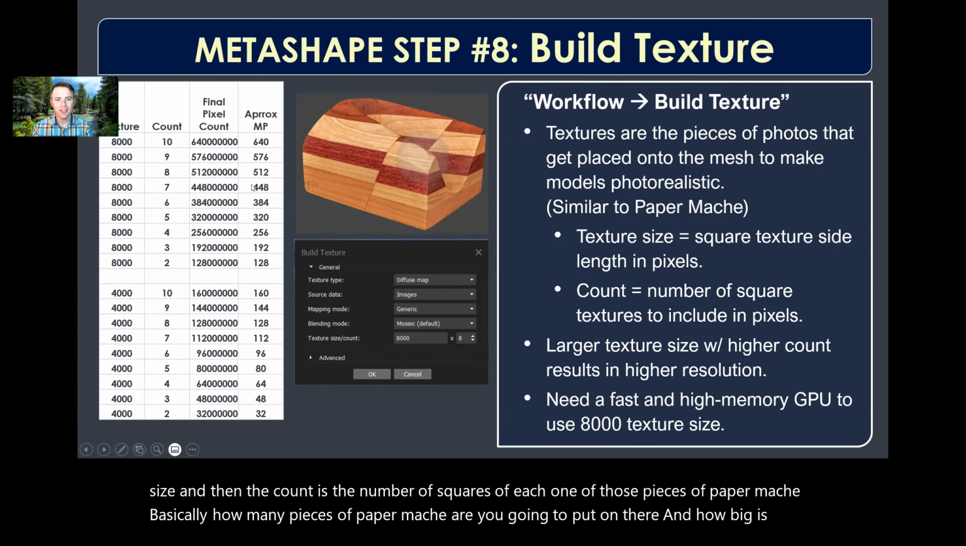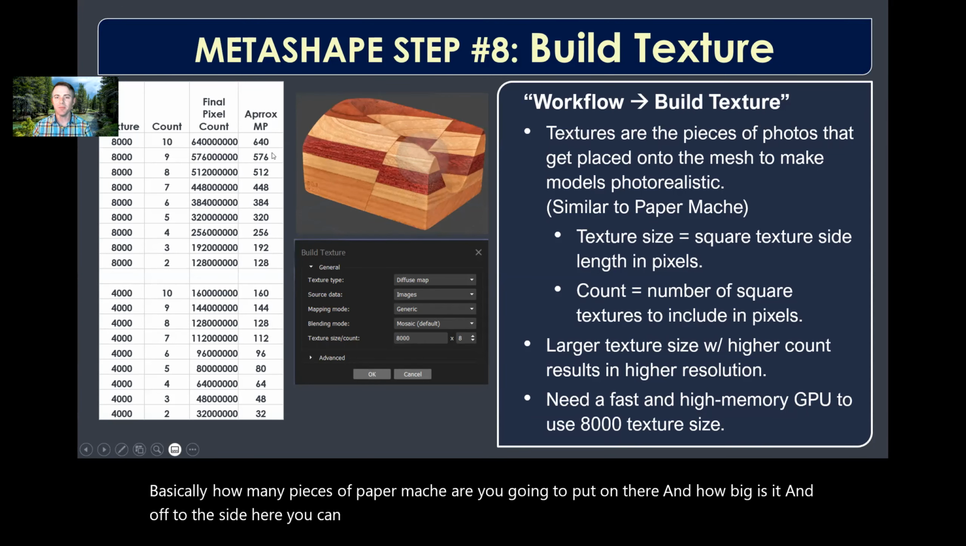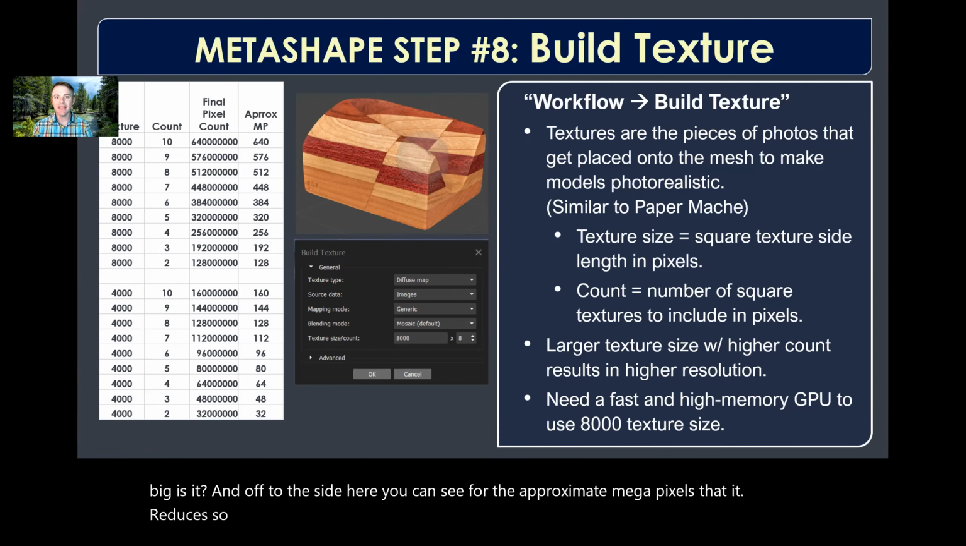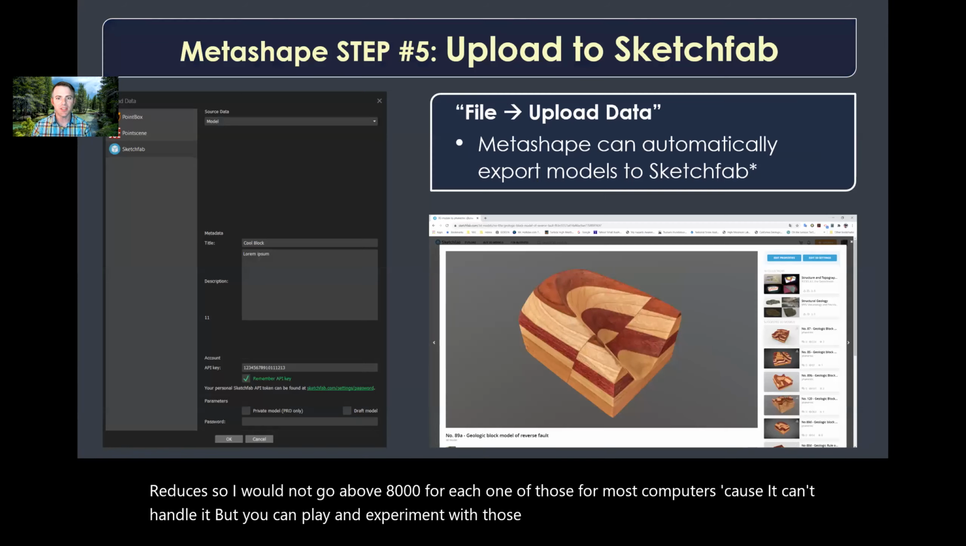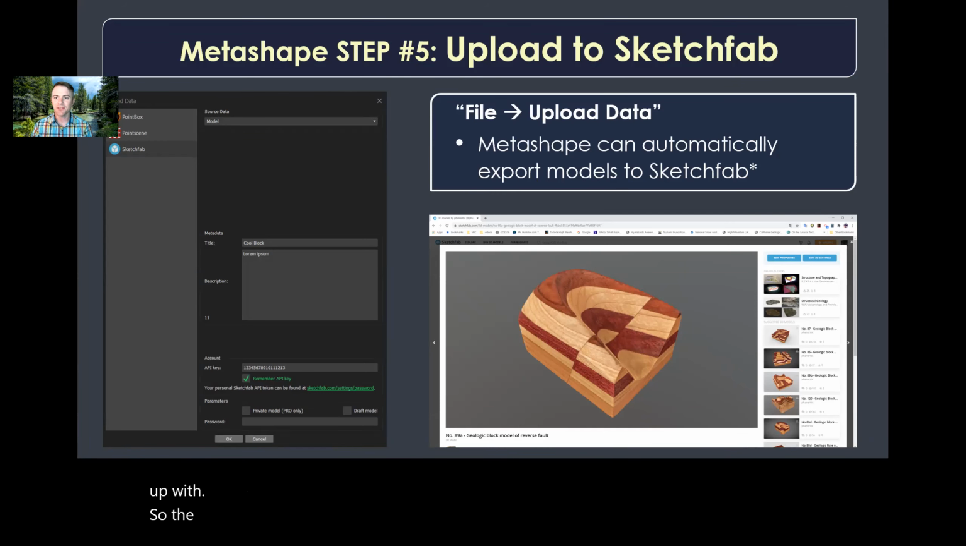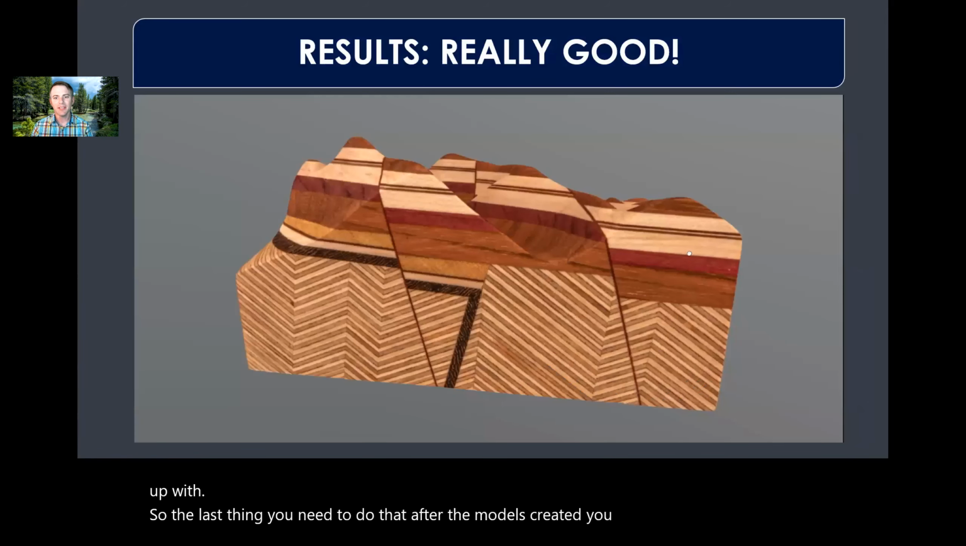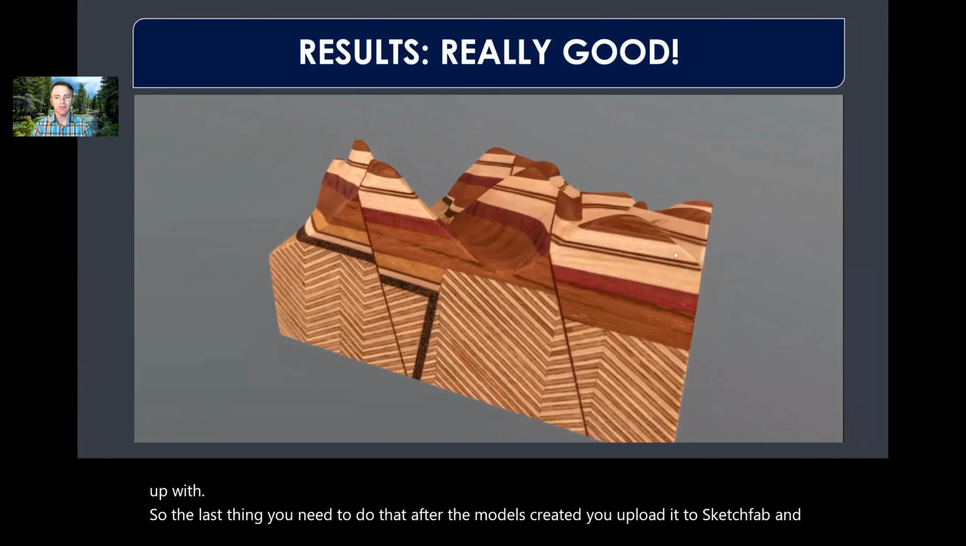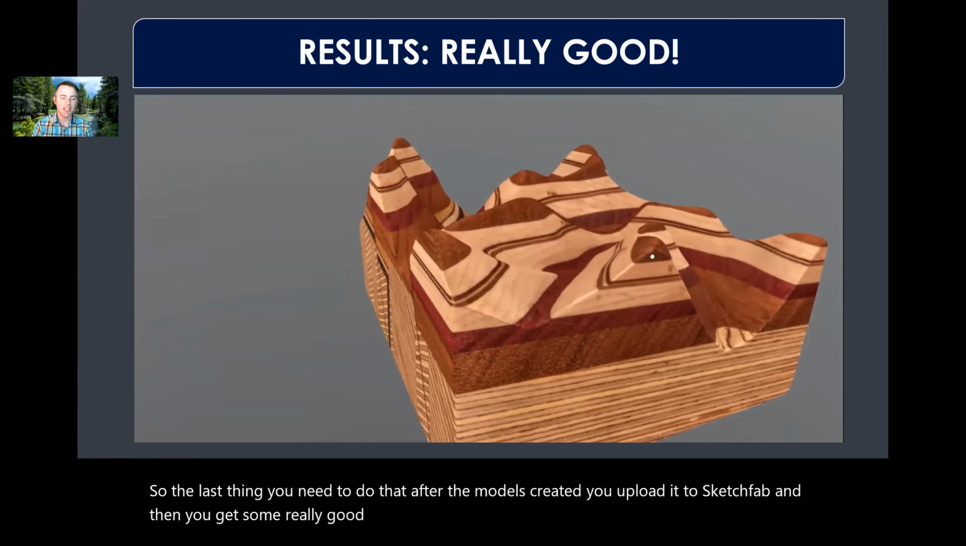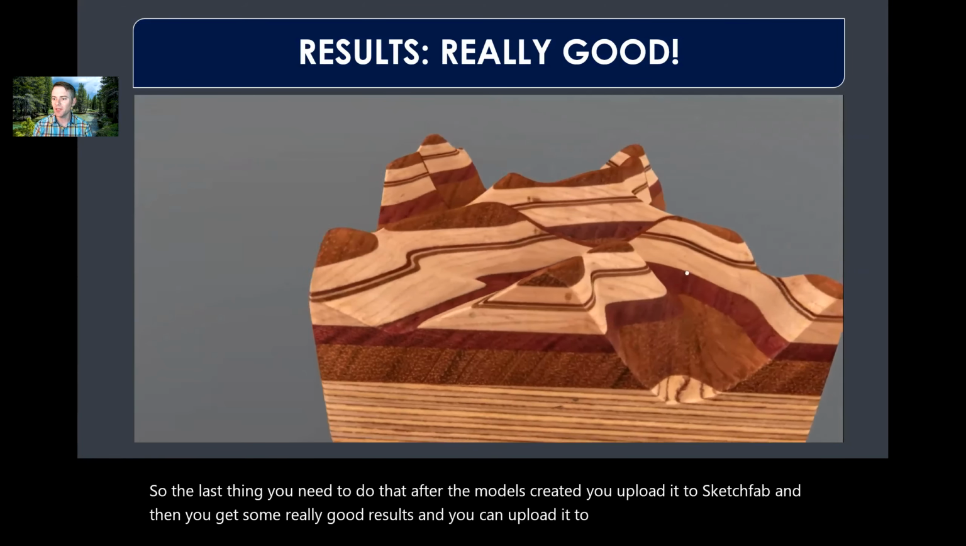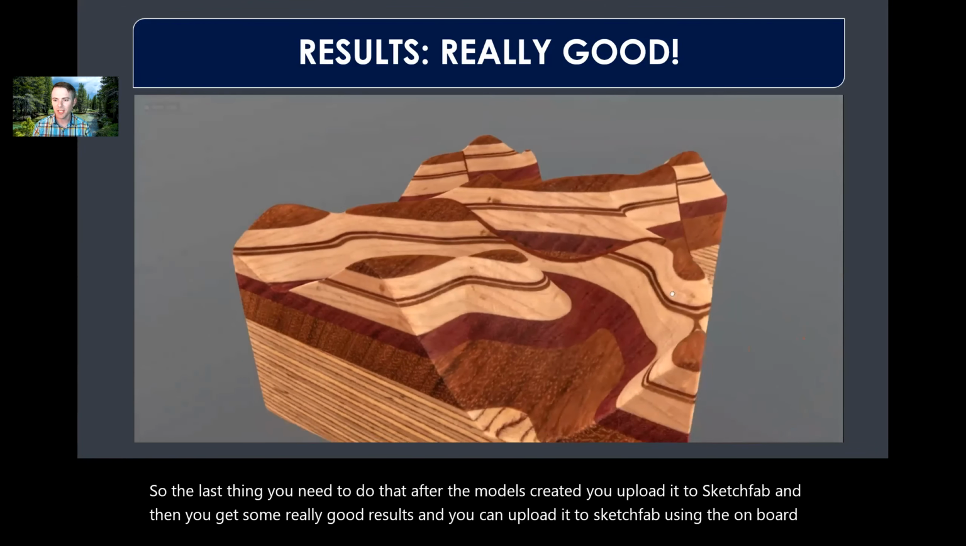Off to the side here, you can see the approximate megapixels that it produces. I would not go above 8,000 for each one of those for most computers because they can't handle it, but you can play and experiment with those different variables to see what you come up with. The last thing you need to do after the model is created is upload it to Sketchfab, and you can upload it using the onboard uploader that is included in Metashape.